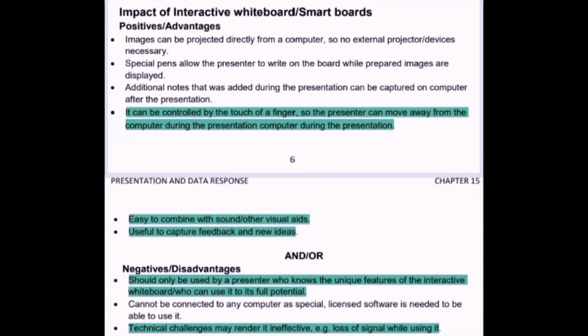Then the negative impact: it can only be used by a presenter who works with it the way the manufacturers of the interactive whiteboard or smart board intended, using it to its full potential. Not everyone can use what? Smart boards. That's the negative impact. Let's say you are appointed to be the presenter, but you find out that you don't know how to use the smart board, and you are required to use it in that presentation. So that's the negative impact.